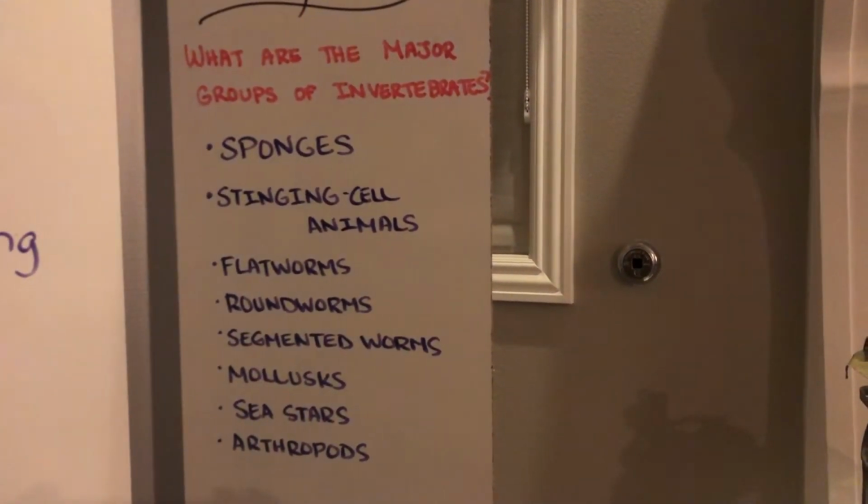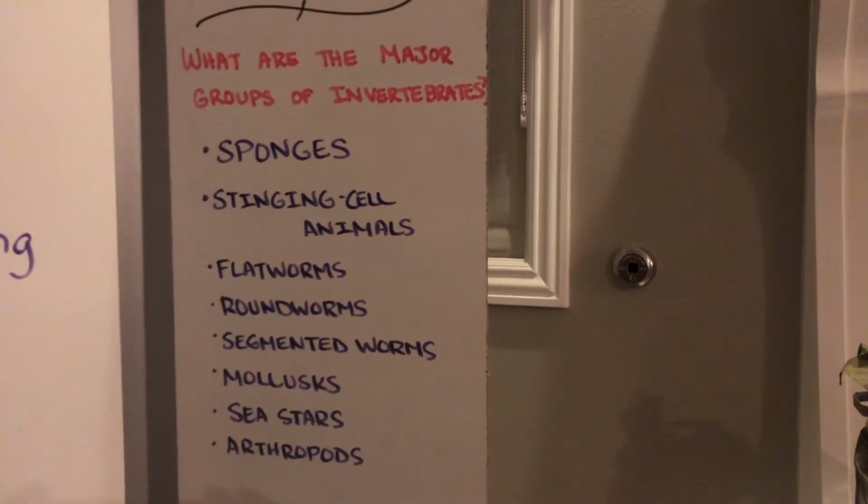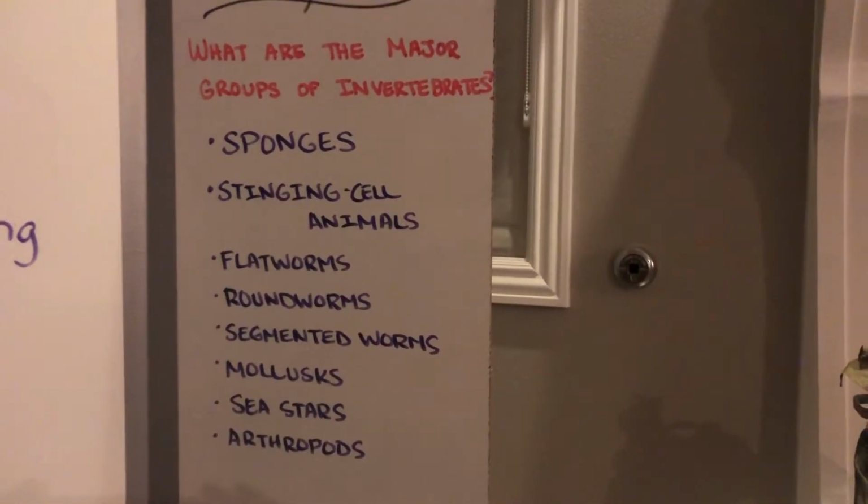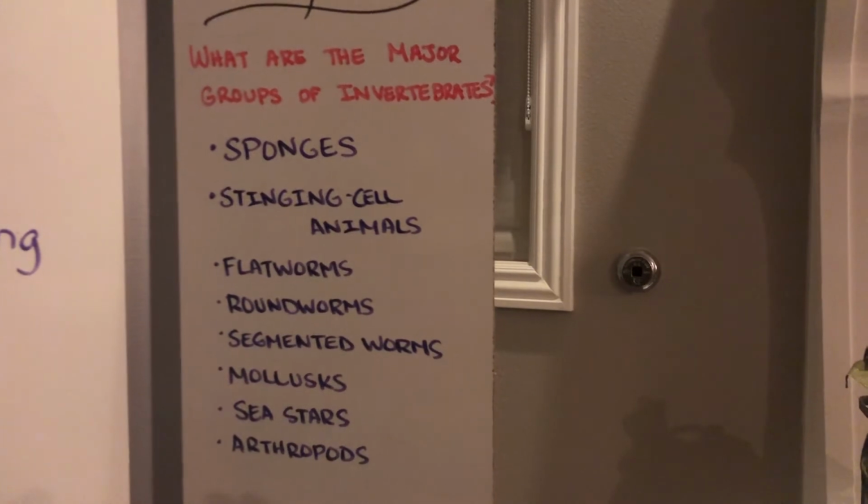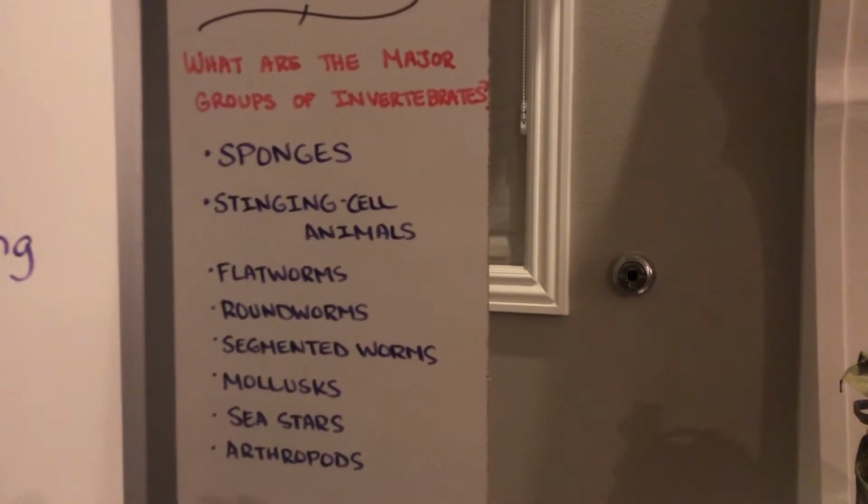Here we go. Sponges, stinging cell animals, flatworms, roundworms, segmented worms, mollusks, sea stars, arthropods.